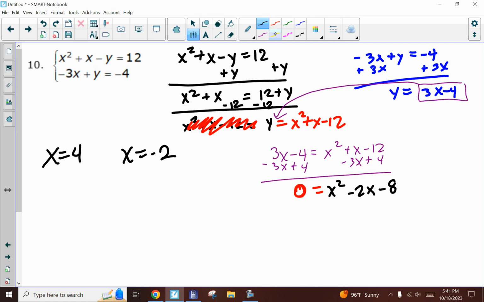So what we're going to do with those is we're going to actually plug those in to the problem that didn't have the exponent. So we're going to plug that into this question over here. So we're going to have 3 parentheses minus 4. We're going to put in the 4. So that's 12 take away 4, which is 8. So one answer is 4, 8.